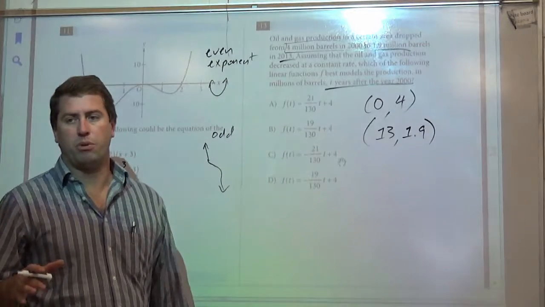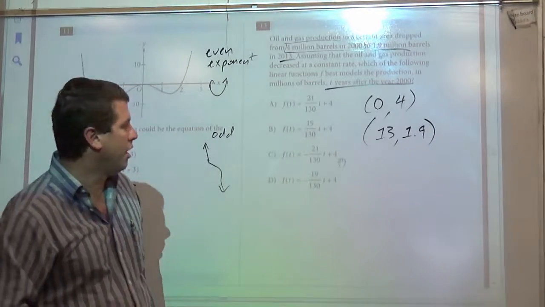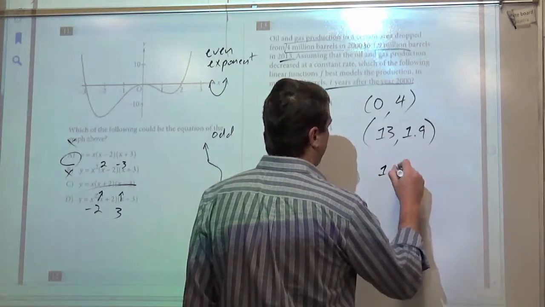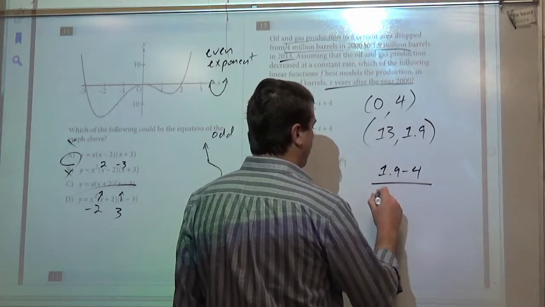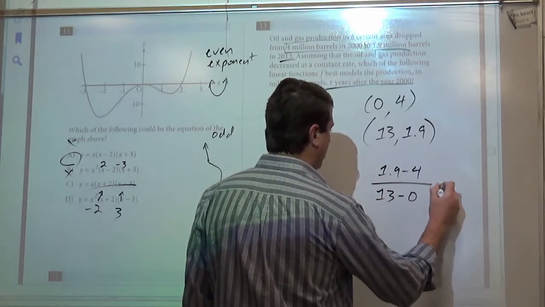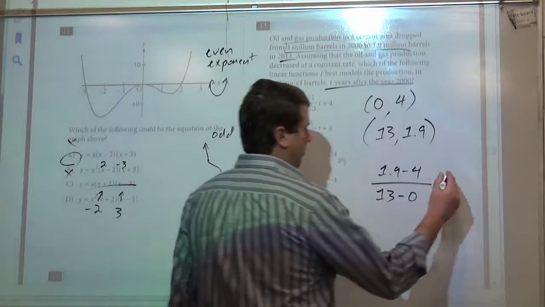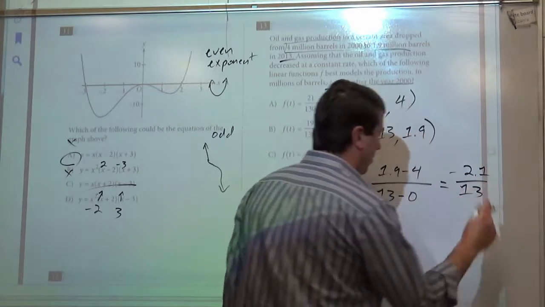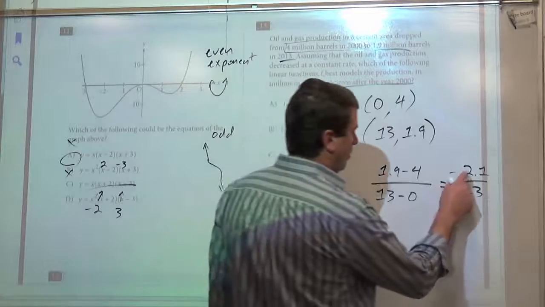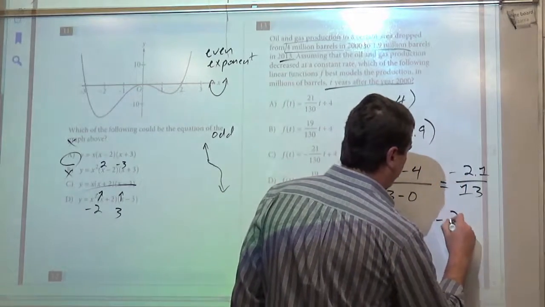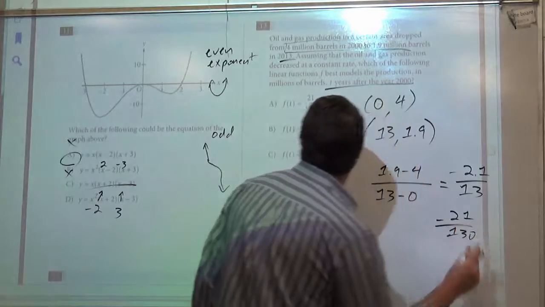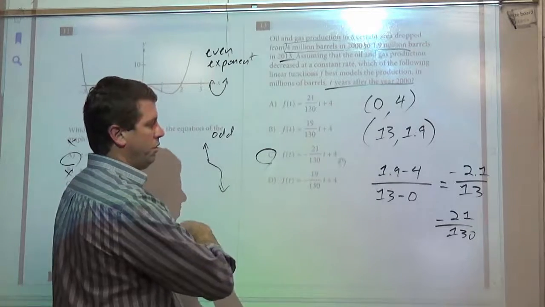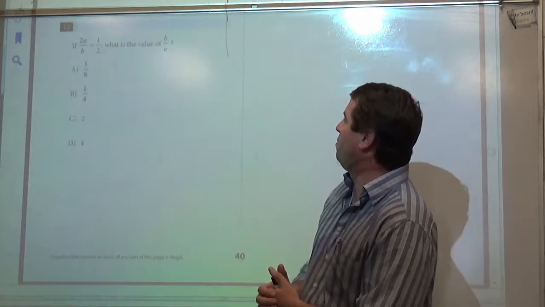So in order to do slope, we're going to subtract our y's on top and subtract our x's on bottom. So on top, I'm going to have 1.9 minus 4. On bottom, 13 minus 0. So negative 2.1 over 13. If we multiply this by 10, negative 21 over 130.